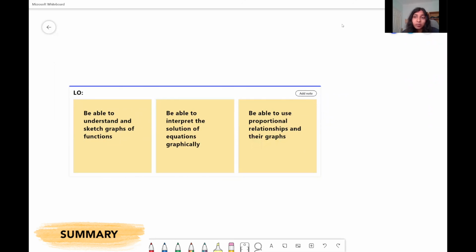So just to sum up what we did, we learned how to sketch graphs of functions up to the power of 4, and we learned how to interpret solutions of equations graphically. So go back to what we were learning about simultaneous equations and try to plot those equations using a graph, using what we just learned. And also we learned how to use proportional relationships and their graphs.